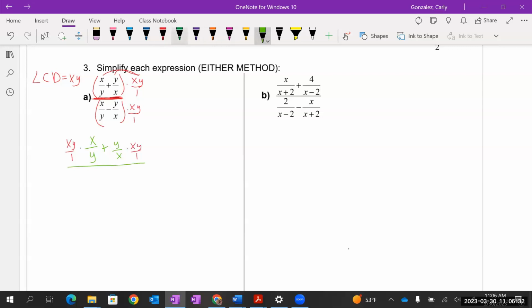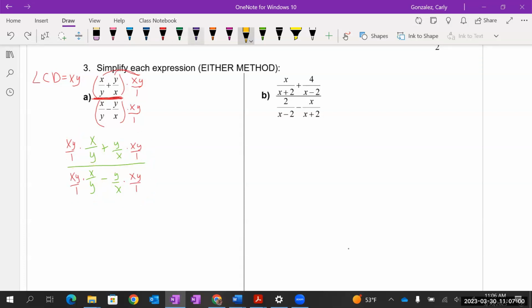So I have x over y minus y over x, and then I'm multiplying each term by xy, that LCD. Okay, so now essentially what we need to do is simplify each of these four expressions individually.